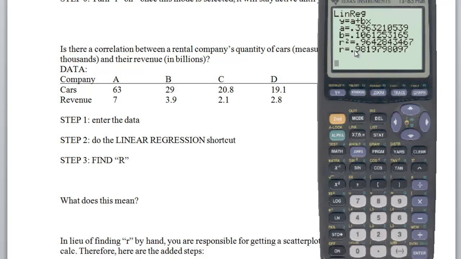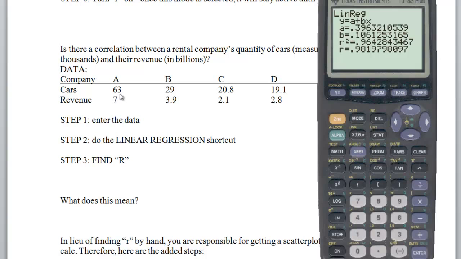You will see that the R value is given to us. And our R value is 0.981, or rounded 0.982, or 982 thousandths, which means that we have a 98% strong positive correlation between the number of cars that are available for rent and the amount of billions of dollars of revenue that they have. And this isn't 63 cars, it's 63,000 cars, because this is in tens of thousands of cars.